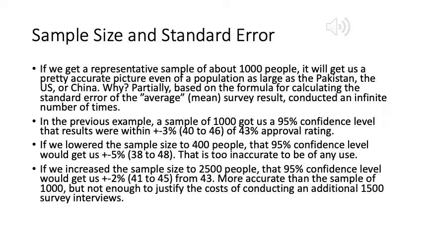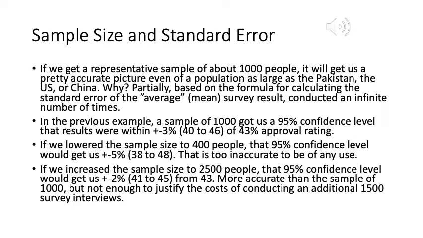This was based on a sample size of 1,000. Now, the standard error is sensitive to the sample size. So let's suppose we don't have that much money to do a survey of 1,000, so instead we do a survey of 400 people. If we had a sample size of 400 people, we could get a 95% confidence level of plus minus 5%, still using the rule of thumb of 2. But the standard error has now increased, and so a 95% confidence level will get us only plus minus 5%. So we would only be 95% sure that the results are within 38 to 48%. That's too inaccurate to be of any use. So we want to increase that sample size.